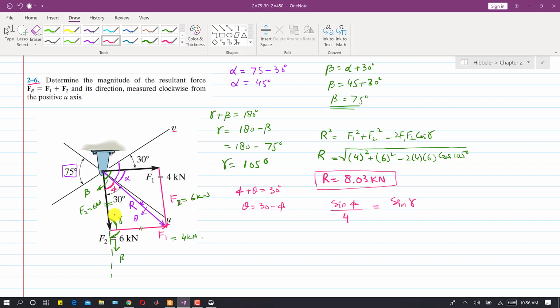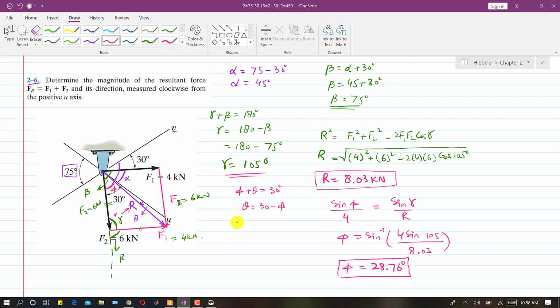So I will divide it by R. So phi is equal to sine inverse of 4 sine of gamma, where gamma is 105, right? We have determined this. This is that gamma divided by R, the magnitude of the resultant. So it is 8.03. If we solve this, we will get this phi. This phi comes out to be 28.76 degrees, right? So this is that phi angle.